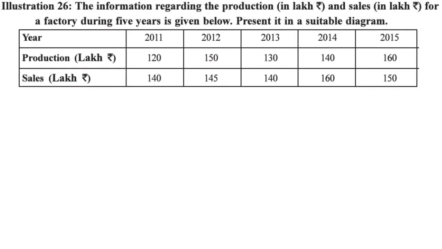I will take the illustration 26. We have information regarding the production and sales for a factory.